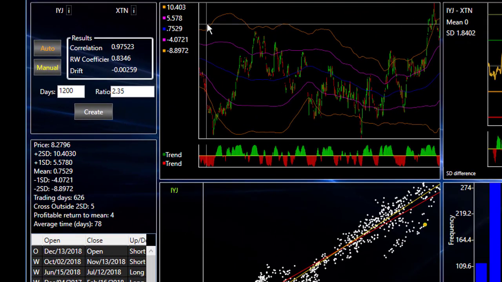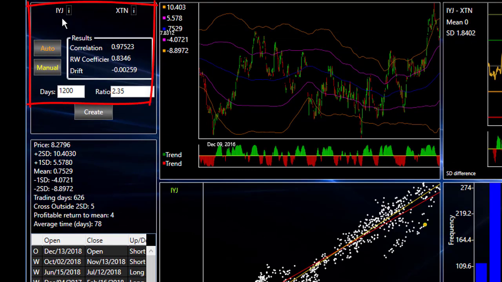The picture is very good. It's IYJ versus XTN. The ratio we're going to trade is 2.35. It has a correlation of 0.975, RW coefficient 0.834. It has a perfect track record, 4 times return to the mean after being outside 5 times, and the 5th one is the one that's still open.